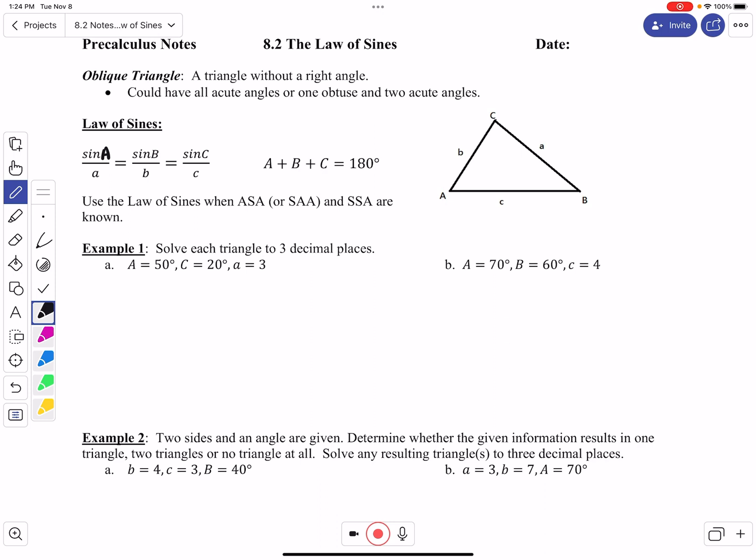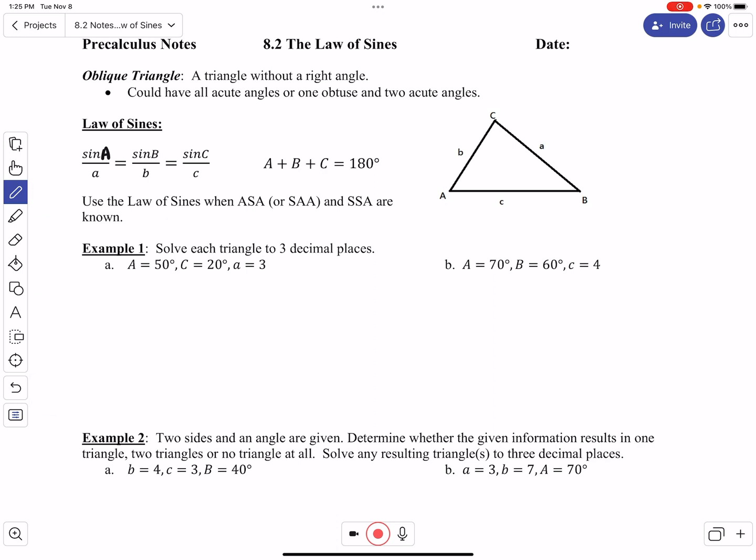Now, you're going to set these equal. These are ratios, so one could be equal to another, and any pairing could be set equal to another one. So we use this when we have angle, side, angle, or side, angle, angle. We can also use this for side, side, angle, and we'll get to that on example 2. But when we get to that, we have to check, because we could have the possibility of no triangle, one triangle, or two triangles, and I'll show you how to check for that.